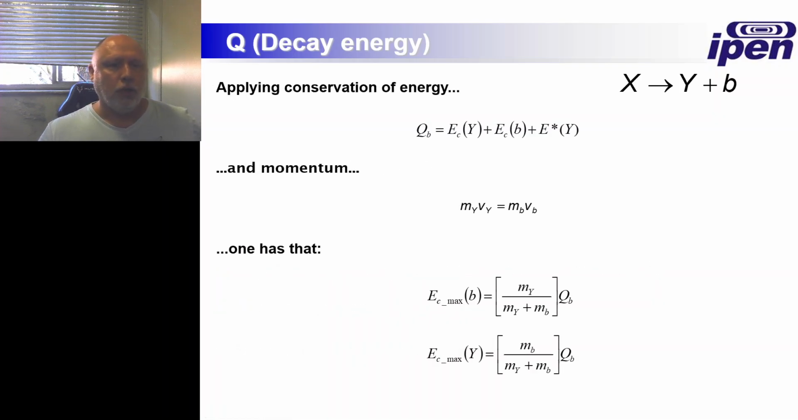Right? Just to take a look at this thing here, just so you can believe me, the total energy released will be kinetic energy for Y plus kinetic energy for B, and I told you this one is smaller than this one, plus the excitation energy of Y. If we take a look at momentum conservation, you see that the maximum kinetic energy of this one has to do with the mass of the heavy particle over the sum, and this one has to do with the light particle over the sum of those, meaning that the lighter particle has more energy and the heavier particle has less energy.